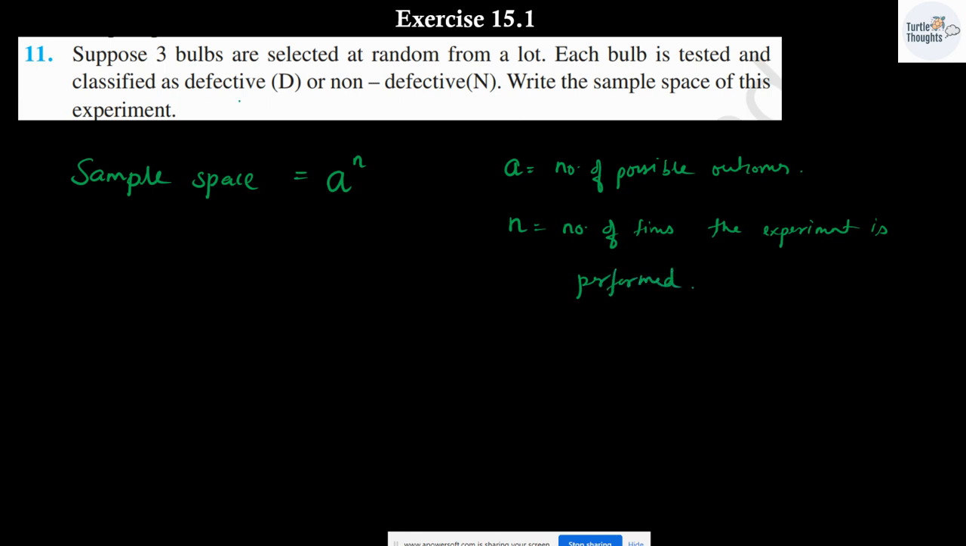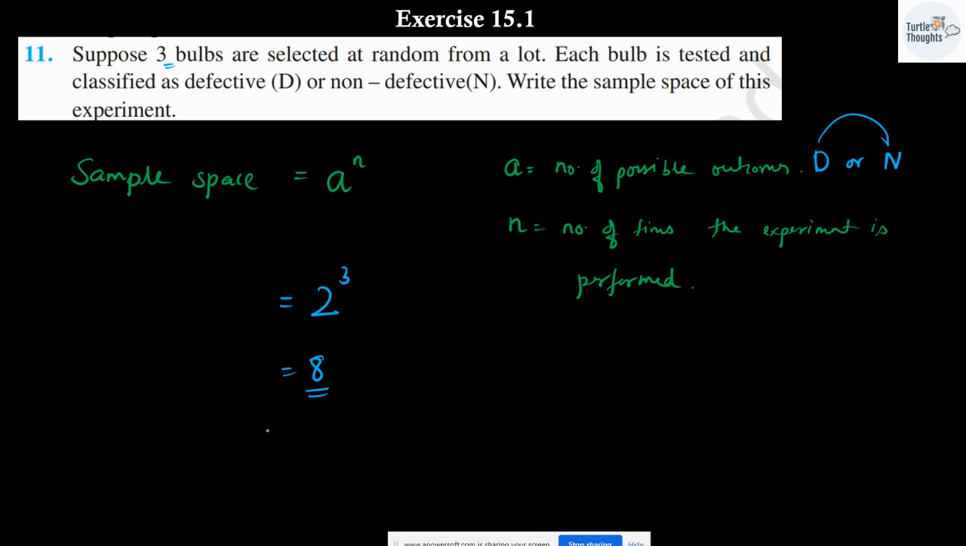Here, suppose three bulbs are selected at random from a lot. Each bulb is tested and classified as defective or non-defective, right? So either the bulb can be defective or non-defective. So the possible outcomes are D or N, right? So two possible outcomes are there. So the sample space for this question is going to be 2 raised to the power... How many bulbs are selected? Three bulbs are selected at random. Three times the bulbs are selected. 2 raised to the power 3. The answer is going to be 8. This is going to be the sample space.